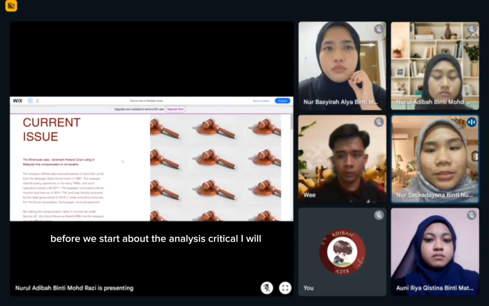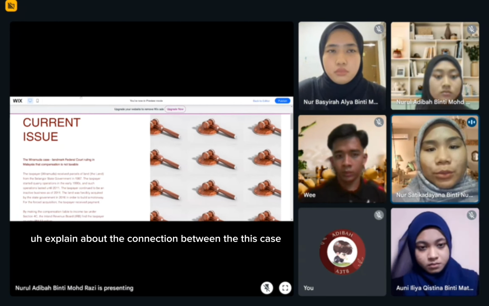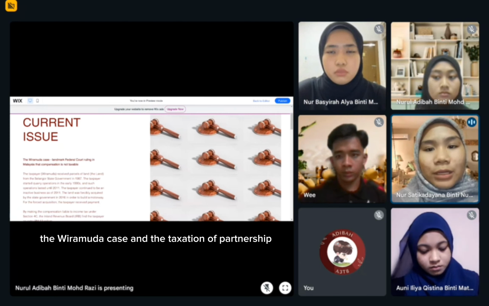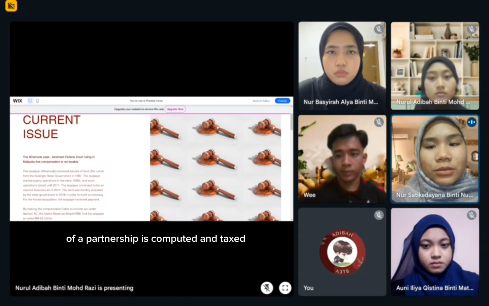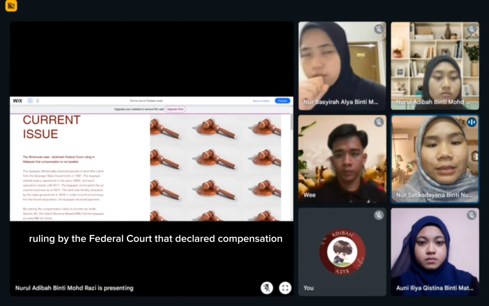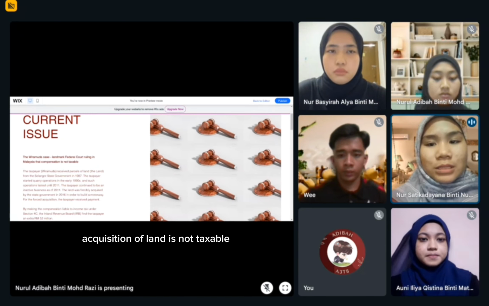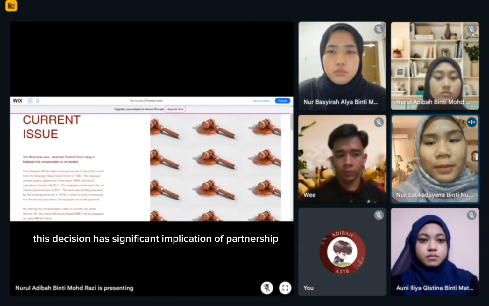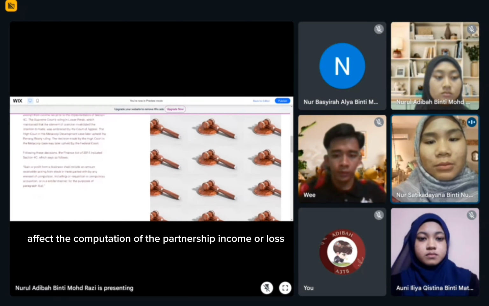Before we start the critical analysis, I will explain the connection between this case, the Wira Muda case, and the taxation of partnership. The case affects how the income or loss of a partnership is computed and taxed. The Wira Muda case is a landmark ruling by the Federal Court that declared that compensation received for the forced acquisition of land is not taxable. This decision has significant implications for partnership taxation as it may affect the computation of the partnership income or loss.